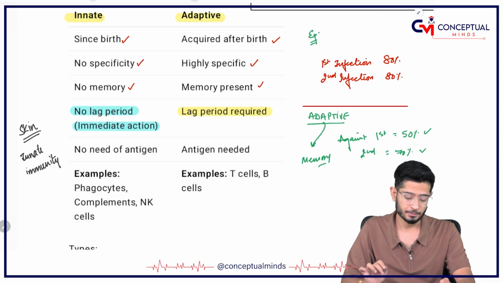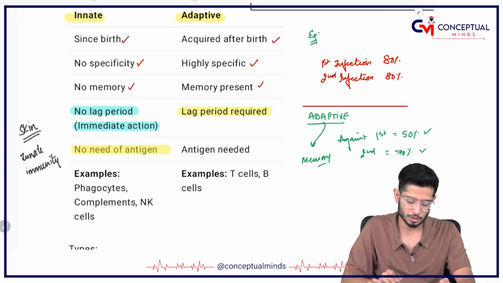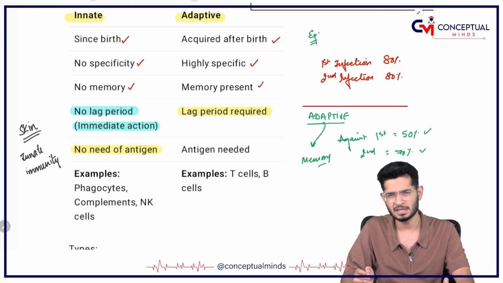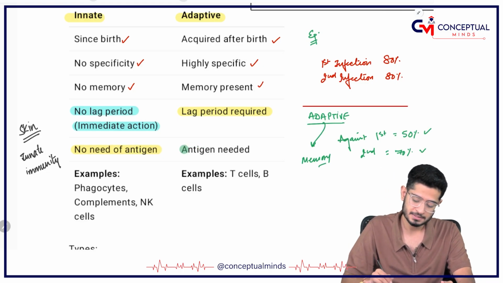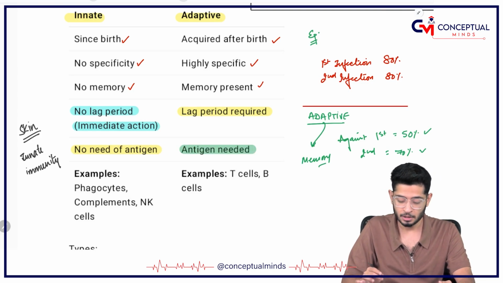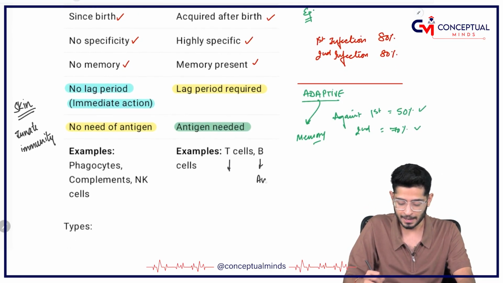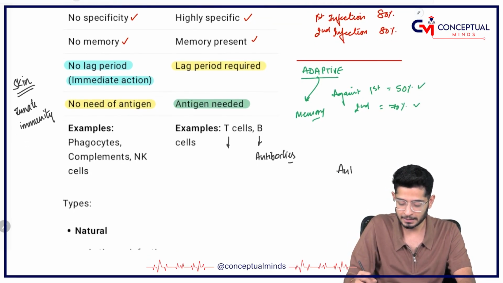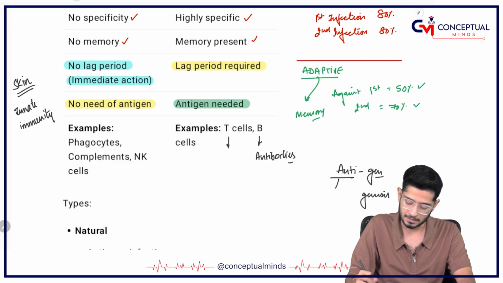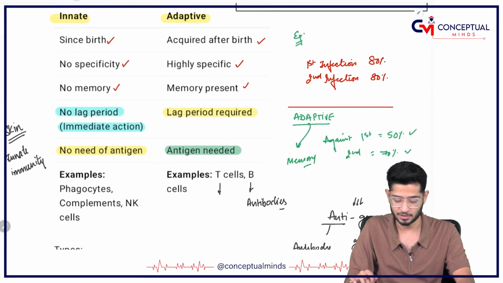Now, remember that innate immunity is not dependent on antigen. It is going to be there anyways, right? But adaptive immunity is something where the antigen is needed, because whenever the antigen comes, only then the B cells and T cells are going to make the antibodies. If you understand the terminology antigen, gen means genesis and anti means antibody. So antibody genesis is the one which is taken care of by the antigen.